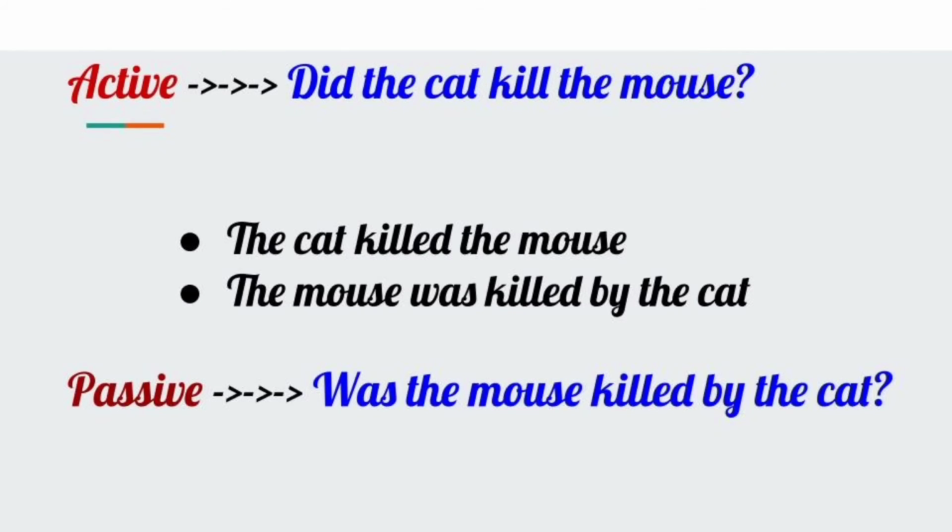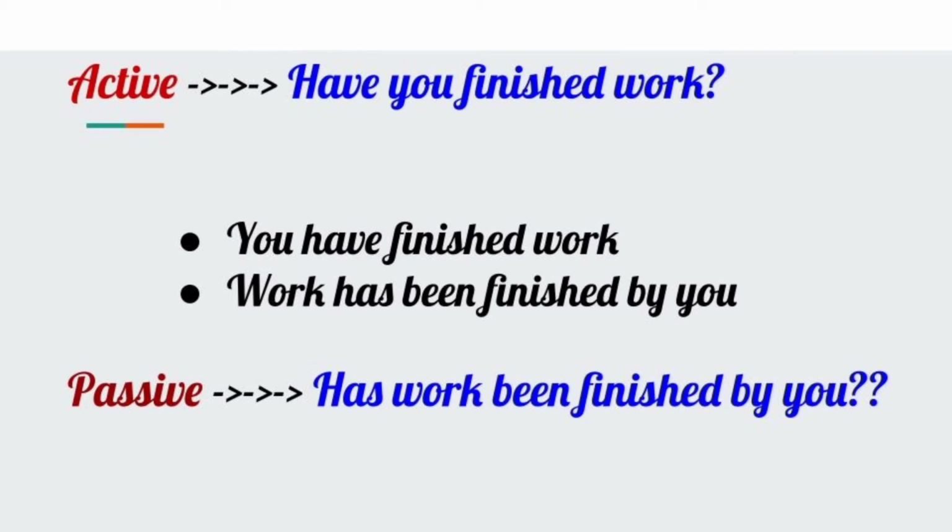Next example. Have you finished work? That's an active question. So first we can change it into assertive sentence. You have finished work. Then change it into passive form. Work has been finished by you. Then we can change it into passive question. Has work been finished by you?